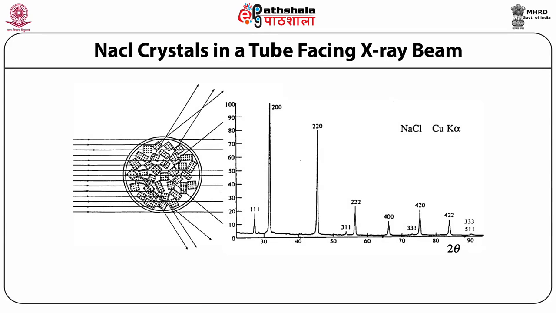Discuss the diffraction pattern of a NaCl crystal. This is the diffraction pattern of a NaCl crystal in a tube facing the X-ray beam. Each peak in the pattern represents a particular plane. As we can see, various planes are shown in the pattern, that is 111, 200, 220, 311, etc. The d-spacing of each peak is then obtained by solution of Bragg's equation for the appropriate value of lambda.